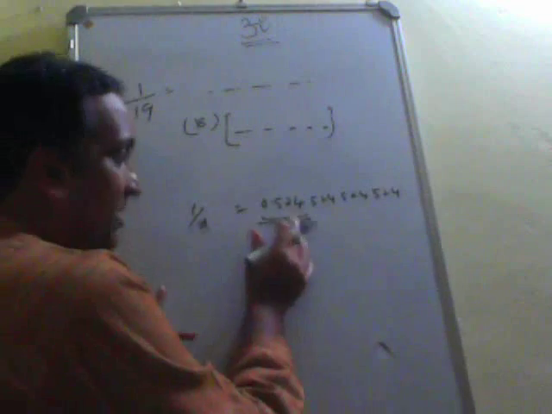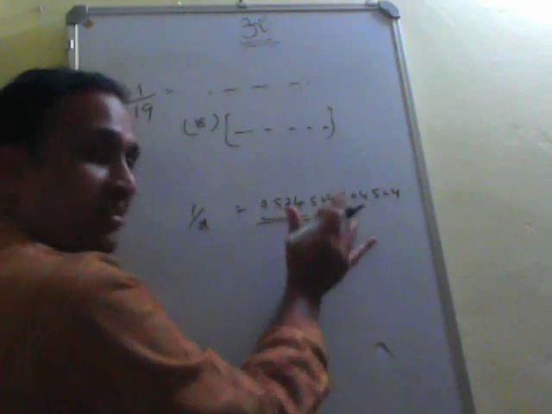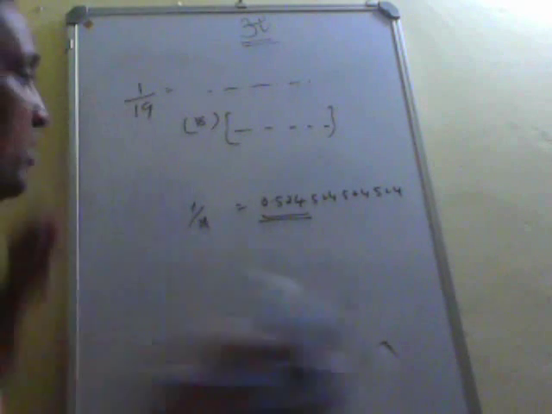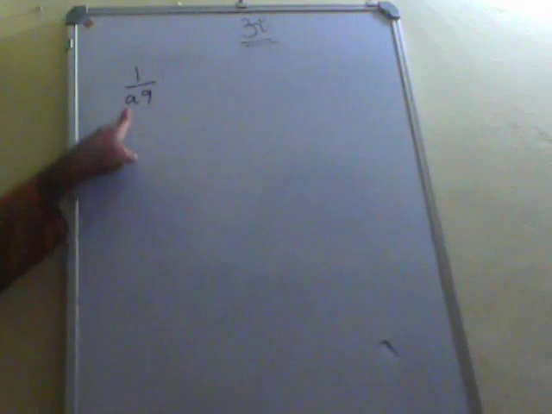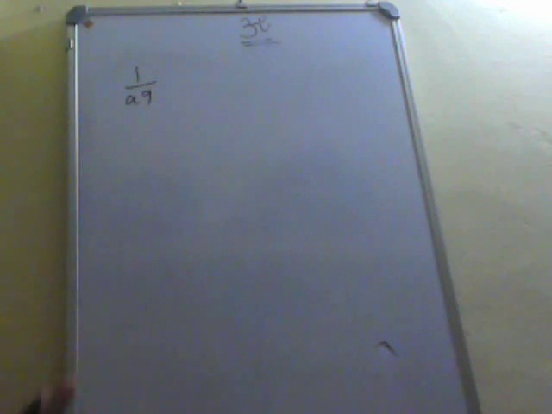Similarly, 1 by 19 will repeat after 18 digits. So it is x minus 1, that is 19 minus 1. After x minus 1 digits it will repeat. And this is applicable only for the fractions of the form 1 by a9, ending with 9 only. You should not try for others.